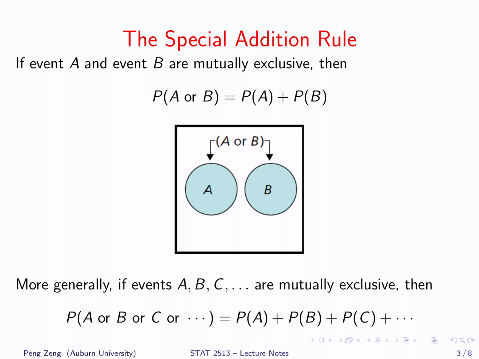This formula can be further extended if we have more than two events, A, B, C, and they are mutually exclusive. The probability of A or B or C is therefore the sum of the probabilities of all these events.